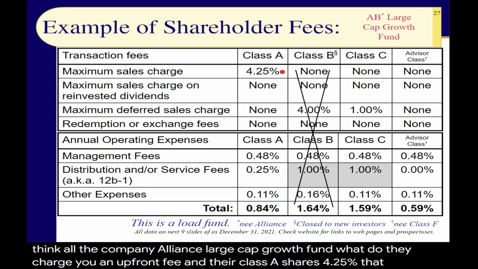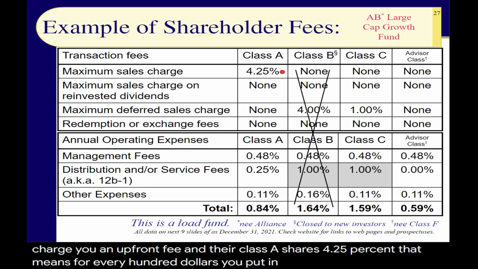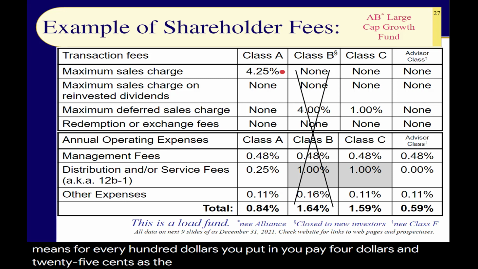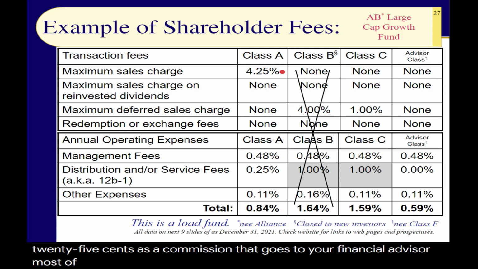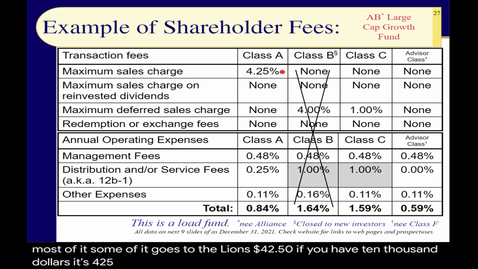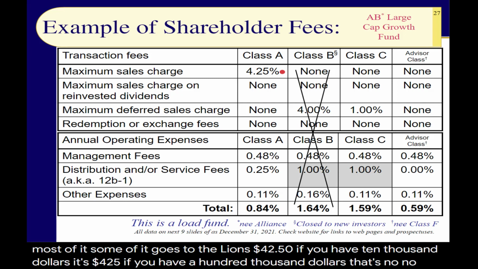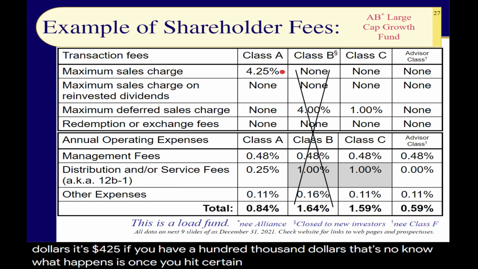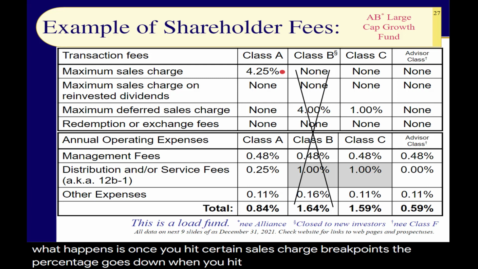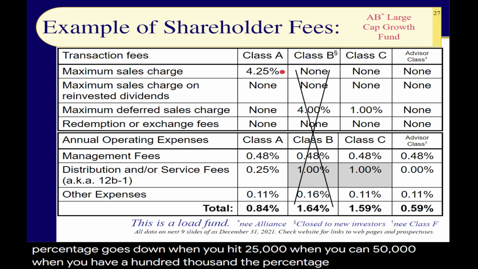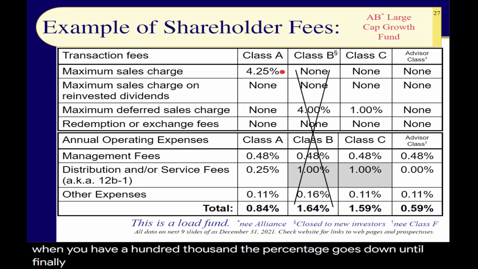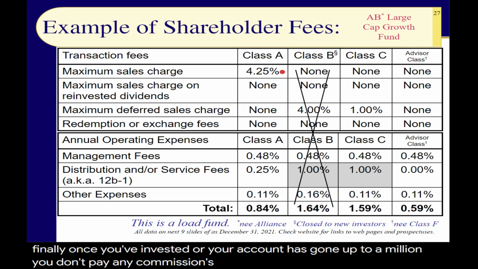4.25%. That means for every $100 you put in, you pay $4.25 as a commission. That goes to your financial advisor. Most of it, some of it goes to Alliance. If you have $1,000, that's $42.50. If you have $10,000, that's $425. If you have $100,000, that's no. What happens is once you hit certain sales charge breakpoints, the percentage goes down. When you hit $25,000, when you hit $50,000, when you hit $100,000, the percentage goes down until finally, once you've invested or your account has gone up to $1 million, you don't pay any commission.